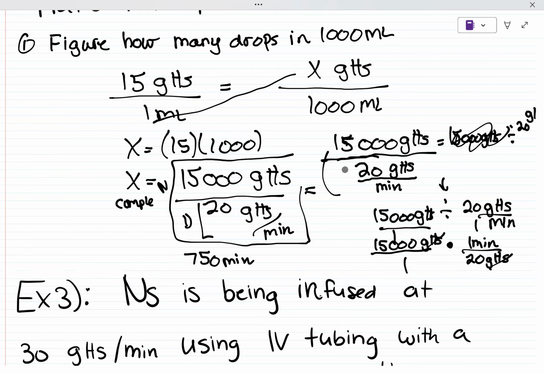And so we have 750 minutes, but is that our answer? No, we want it in hours. So we have to do a little bit more conversion. We know that for 1 hour, there are 60 minutes. So 750 divided by 60 is 12.5 hours.